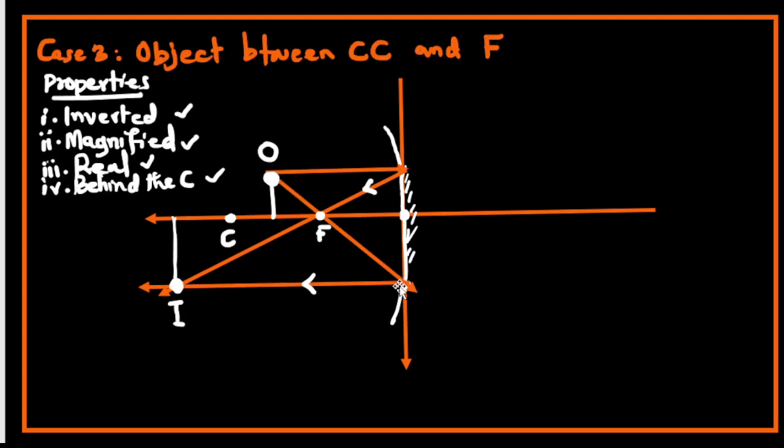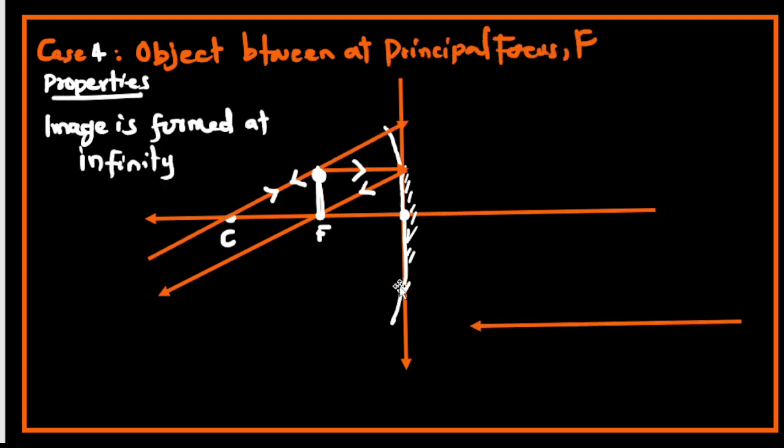For case 3, when the object is between C and F, the image is always inverted, magnified, real, and behind C. And that's a diagram demonstrating that. Case 4, when the object is positioned at the center of curvature, the image is always formed at infinity. You don't have any other properties of the image, just that.